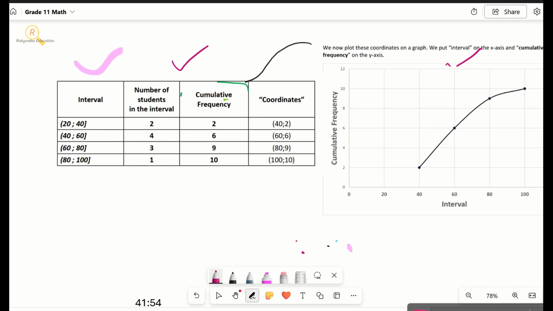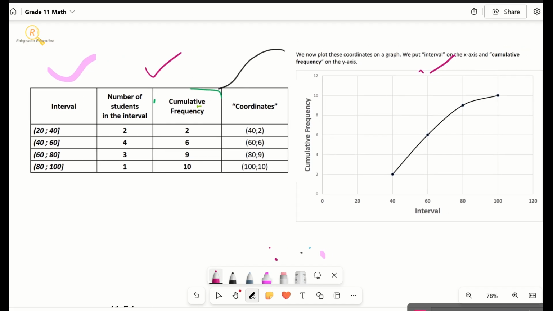If they ask you how many students got a mark between 80 and 100, okay? That's clearly 1 we're given there, but let's just assume we're not given that in the exam. So let's use our Ogive to find that value. You look at the lower bound, that's 80. You go to 80, dotted lines to the graph itself. Extend the dotted lines to the y-axis. That's around 9.